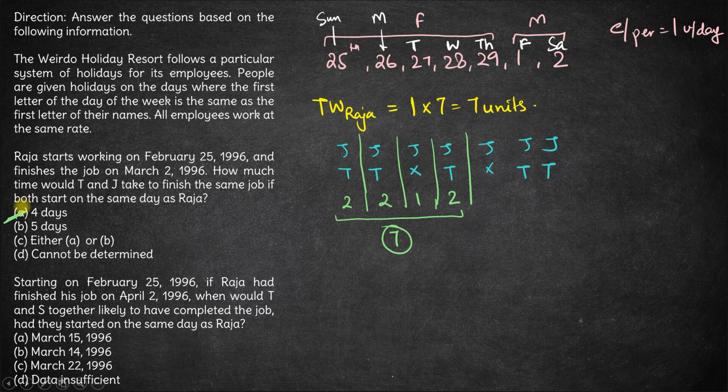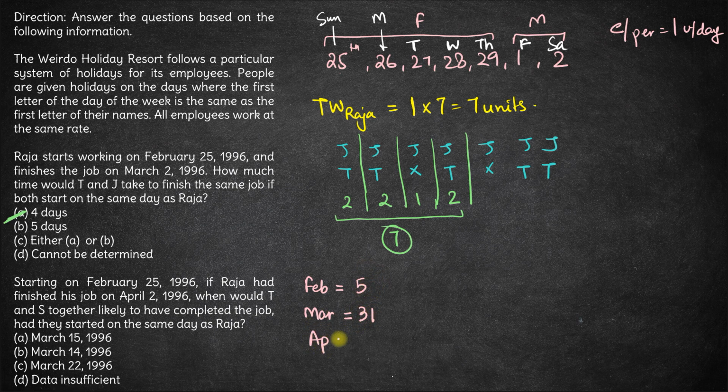Now coming to the next question. For the next question, it's given that starting on 25th Feb, the same thing, Raja finishes the job on April 2. So in February, he works for 25, 26, 27, 28 and 29. So he works for 5 days in February. Then you have March. In March, he works for the full March. Full March is 31 days.